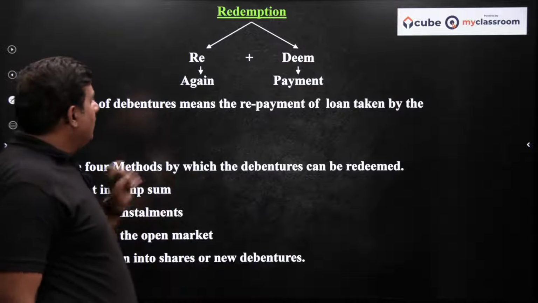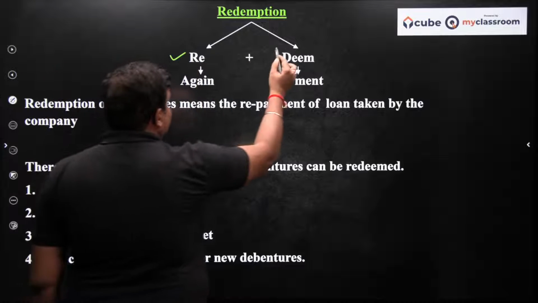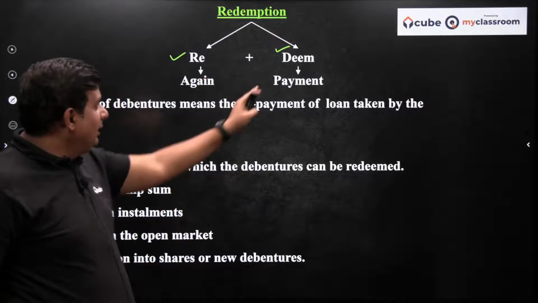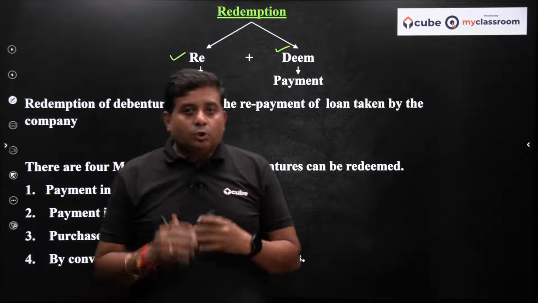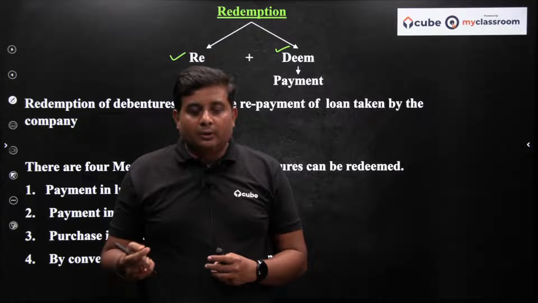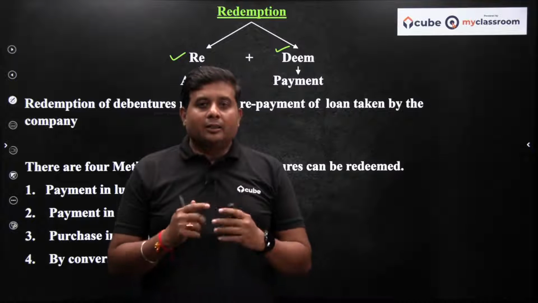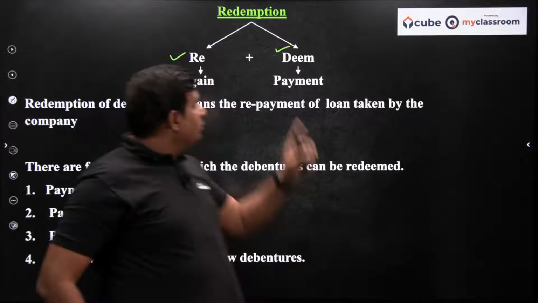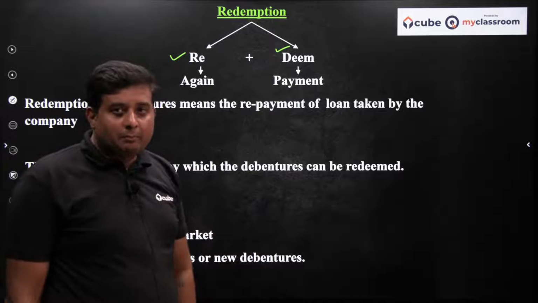Redemption is basically a combination of two words: re plus deem. Re means again and deem means payment. Whenever the company takes a loan, the company has to repay that loan also. So redemption is the repayment of a loan. Whenever the company takes a loan by issuing debentures in the market, it has to repay it also. So redemption means re plus deem, re means again and deem means payment.